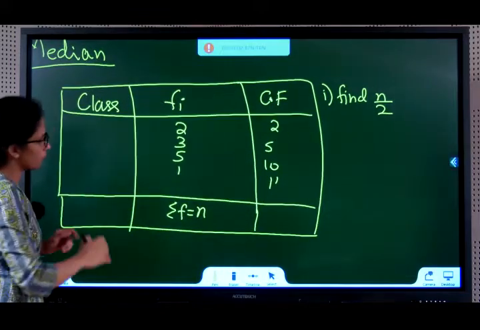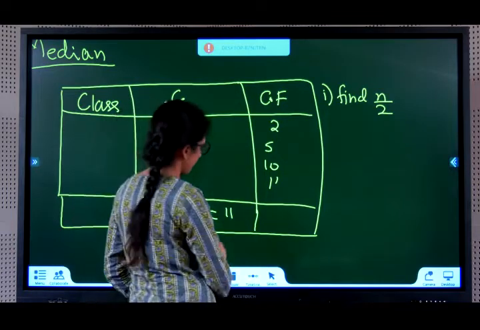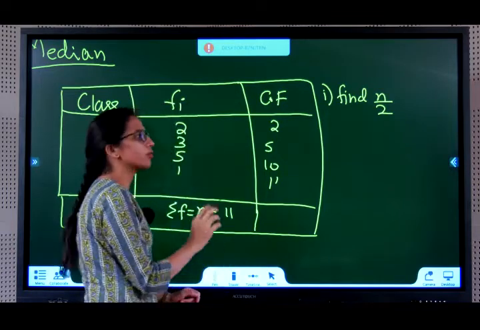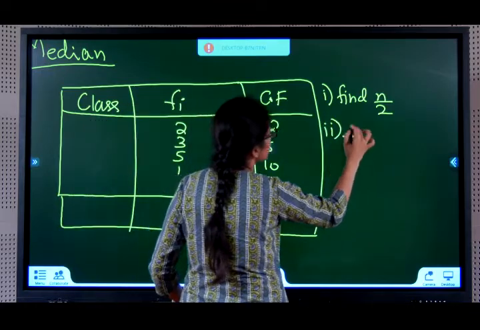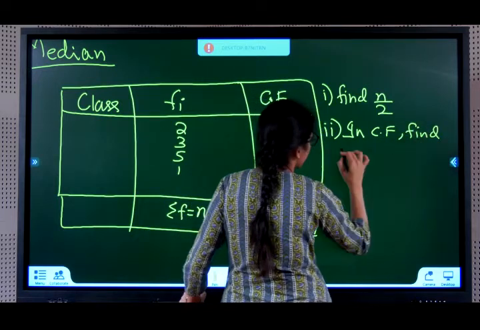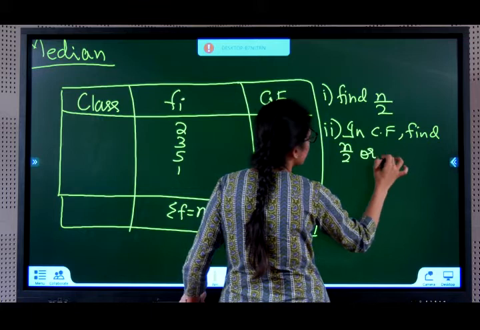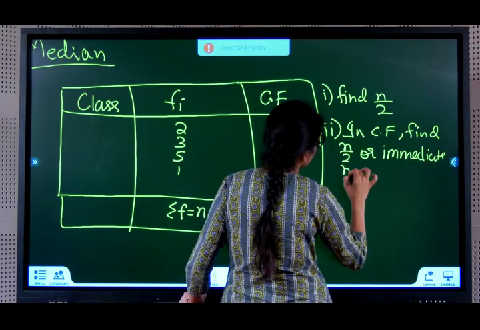Now, what is n over here? 11. 11 by 2 is 5.5. You have to go to the cumulative frequency column and find n by 2 or the immediate next value.